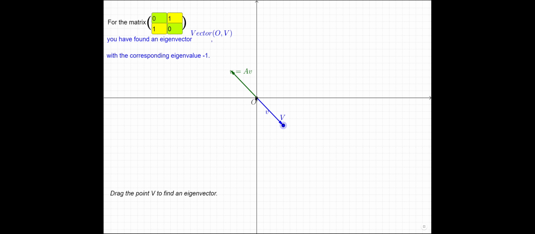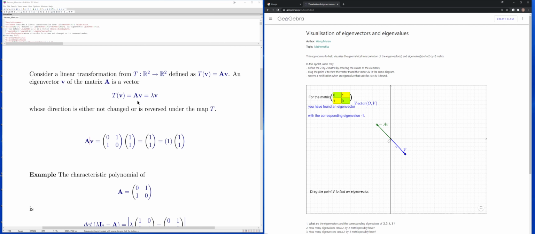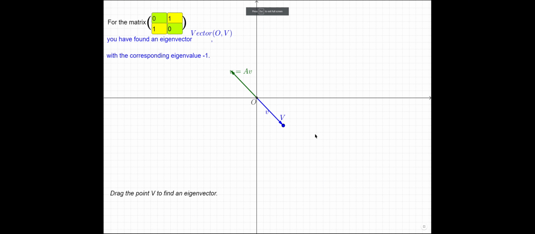Because, well, what's the image? Notice the image vector over here is actually lining up with the vector v from your domain. Even though it's in exactly the opposite direction, this v is still an eigenvector because your image vector Av is a multiple of your starting vector v. In this case, the multiple is a negative multiple, but it's still just a multiple.